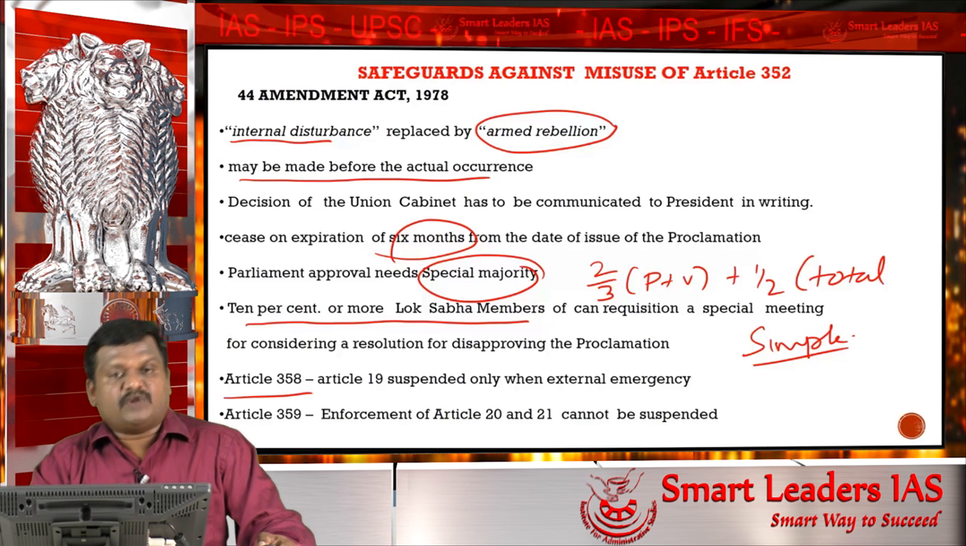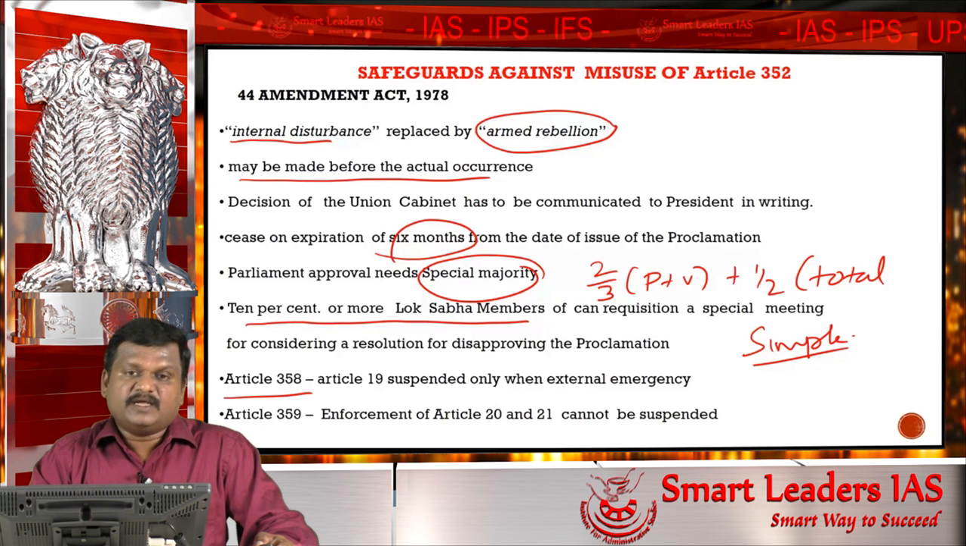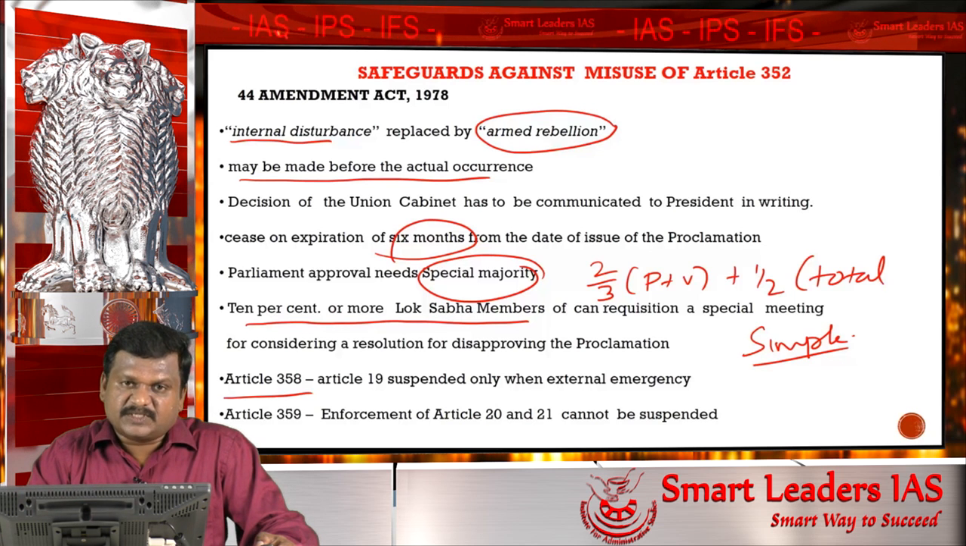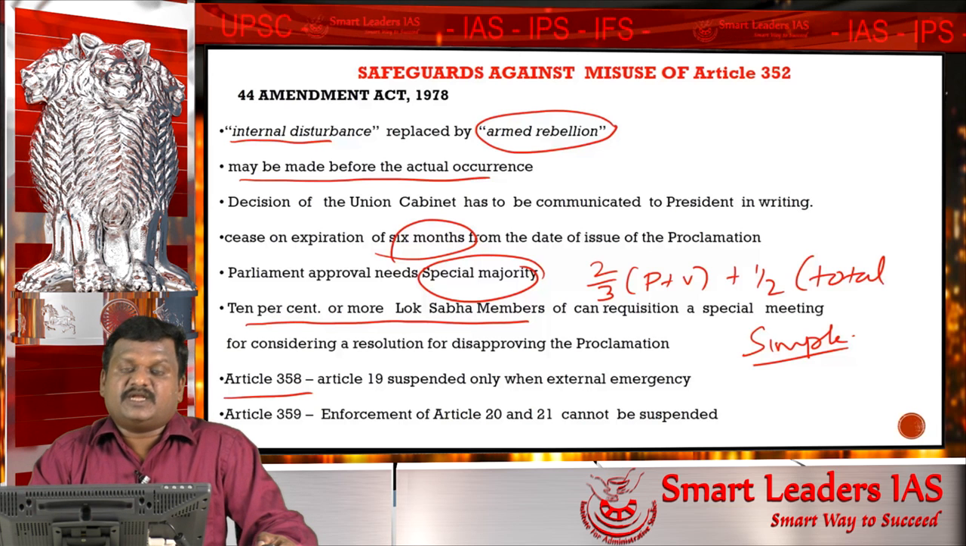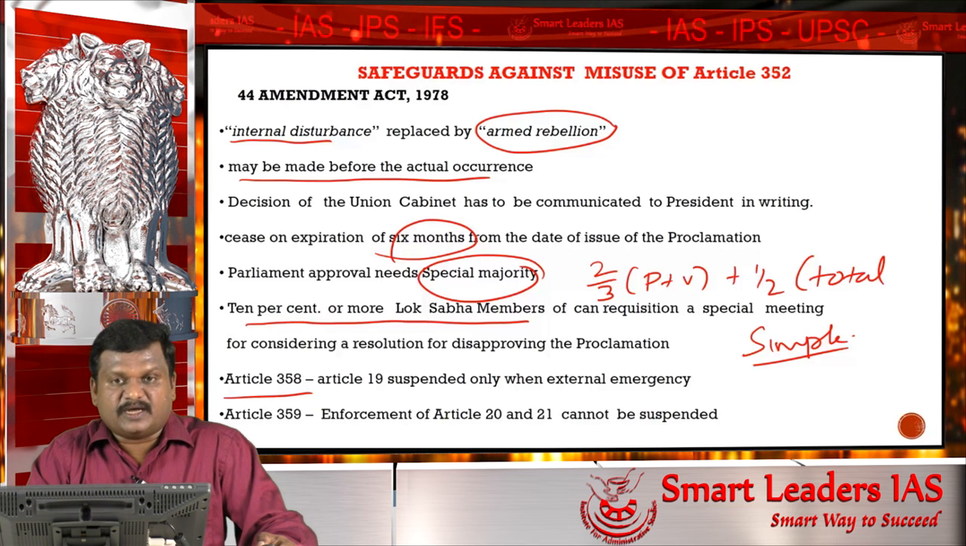Article 358 was amended by the 44th Amendment Act, which says that Article 19 can be suspended only when there is an external emergency, that is war or external aggression.